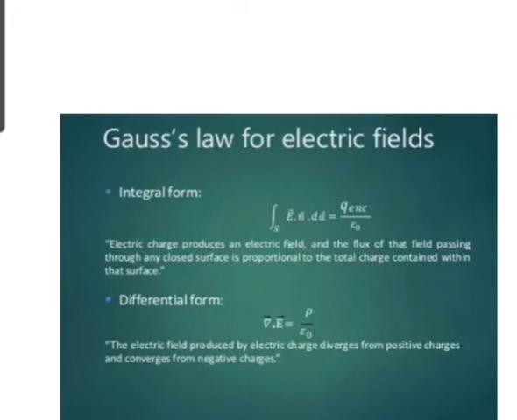So here is Gauss's law for the electric field. In integral form we can write that an electric charge produces an electric field and the flux of the field passing through any closed surface is proportional to the total charge contained within the surface. So this is the integral form. Next, the differential form.